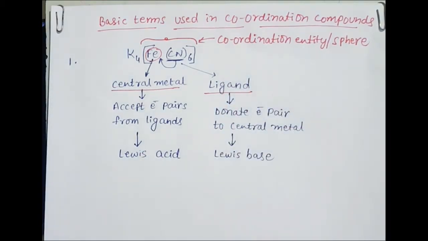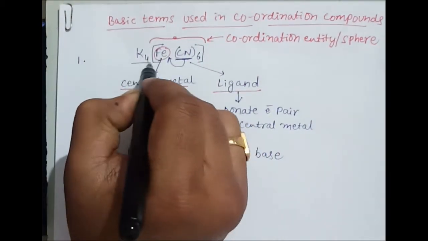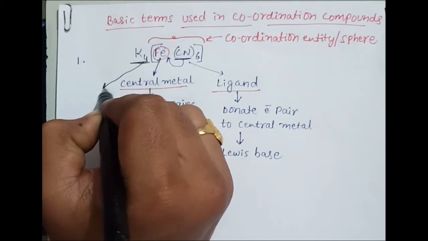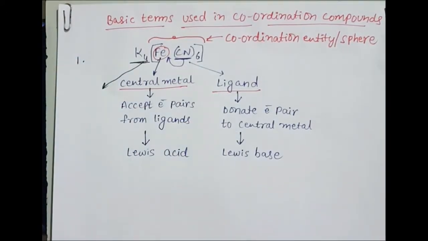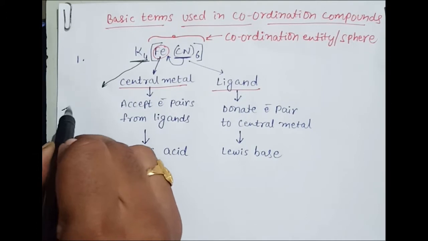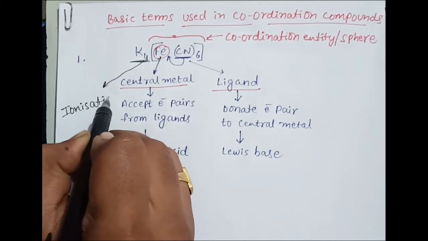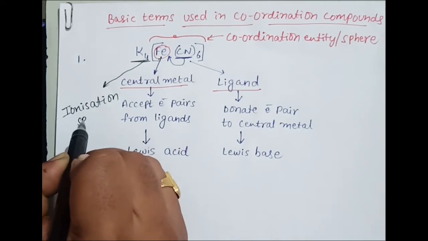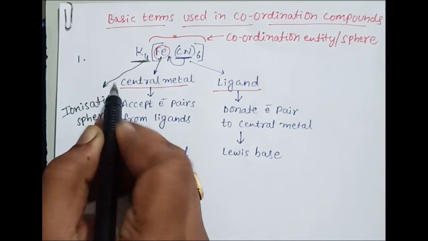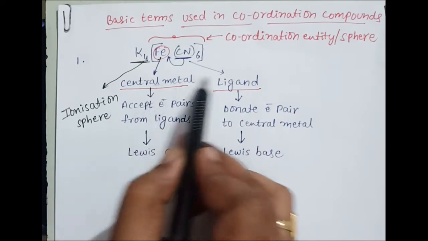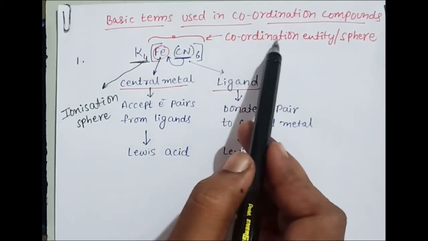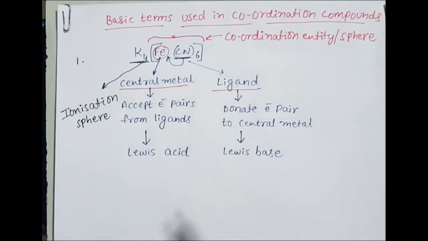Now what about the part outside the bracket? Here potassium is present outside the bracket. The group which is present outside the bracket is called the ionization sphere. So totally four words are there: central metal, ligand, coordination entity or sphere, and ionization sphere. These words are used in this topic.